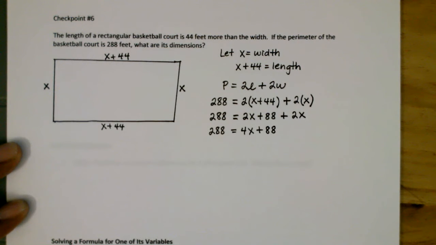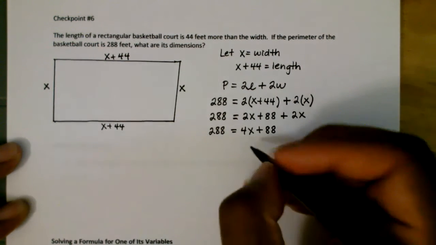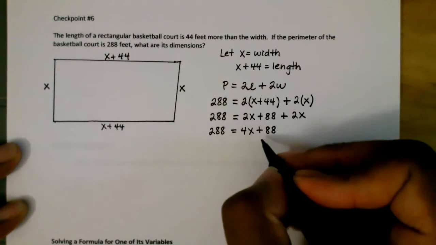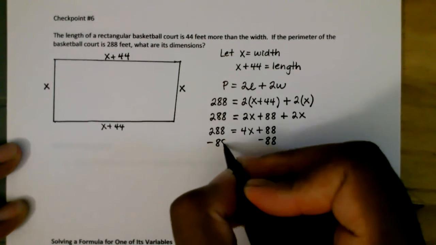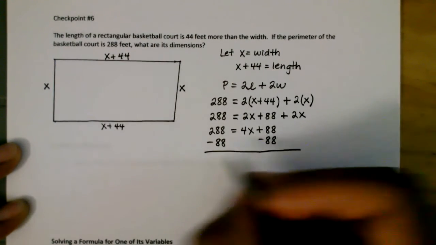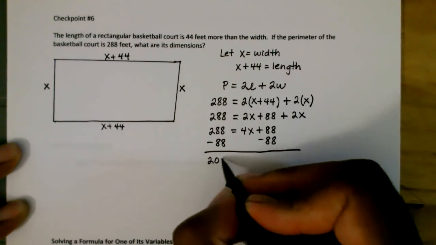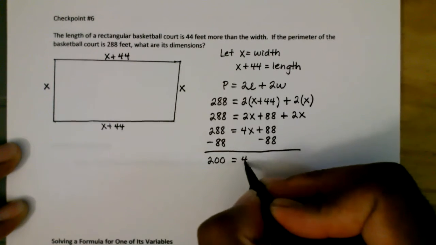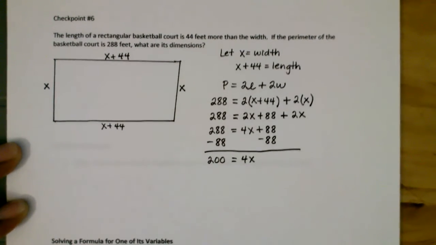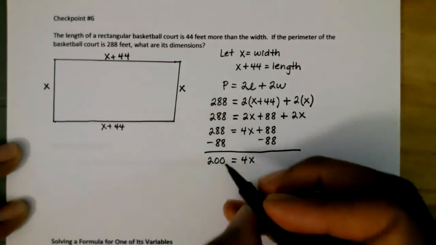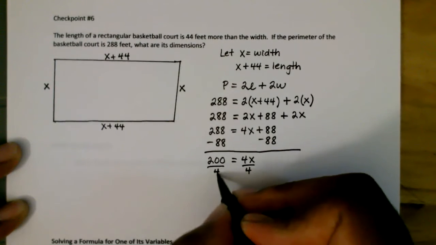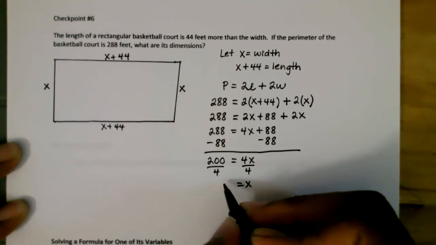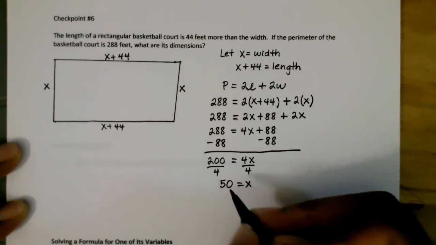And then to solve for x, well, first I need to get 4x by itself. I'm adding 88, so I need to subtract 88 on both sides. So that means I'm going to have 200 is equal to 4x. And then to solve for x, I'm multiplying by 4, so I need to divide both sides by 4. So that means x is equal to 50.